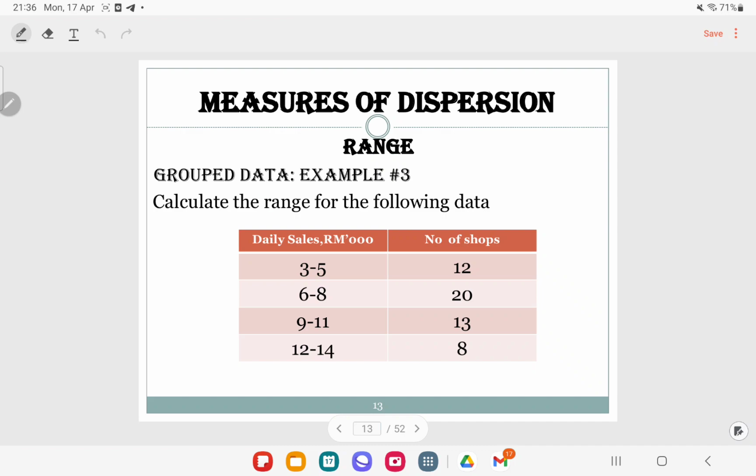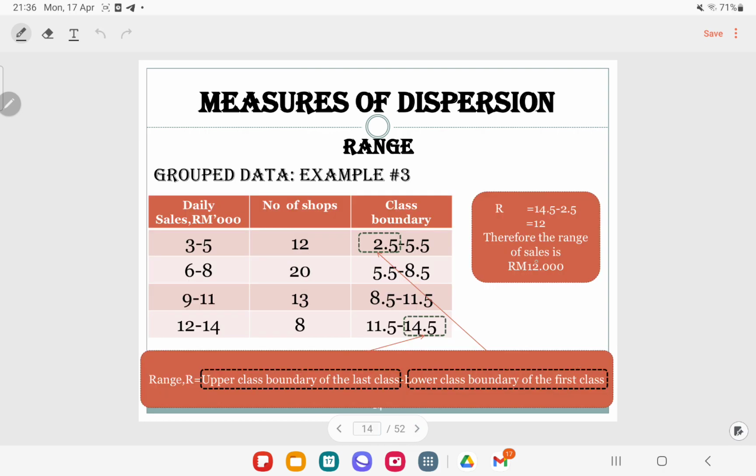How to calculate the range? We have to find the lower class boundary of the first class and also the upper class boundary of the last class. The range is the difference between the upper class boundary of the last class minus the lower class boundary of the first class. So here we have to add 0.5 to this one and subtract 0.5 from that one, therefore your range will be 14.5 minus 2.5, which is equal to 12.